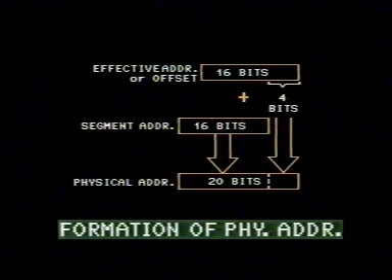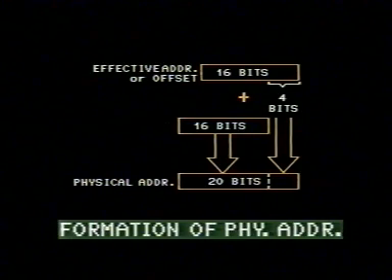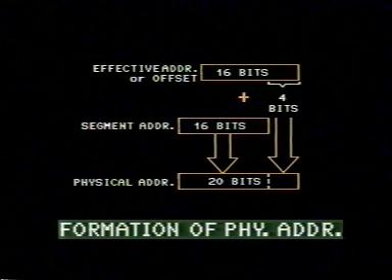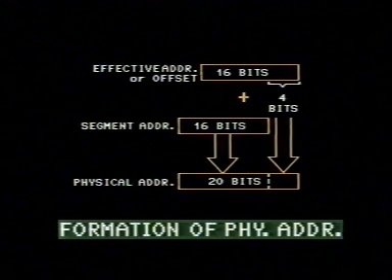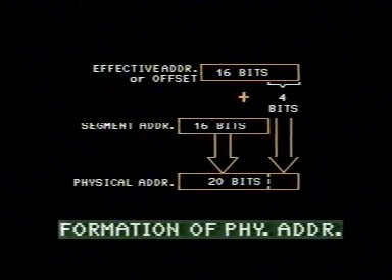In order to generate the 20-bit physical address, the contents of the segment register are multiplied by 10H, that is 16 decimal. This is implemented by appending 4 zeros to the right of the number in the segment register. Then the offset is added to the contents of the segment register so as to generate the 20-bit physical address. Let us consider an example of physical address generation in 8086.